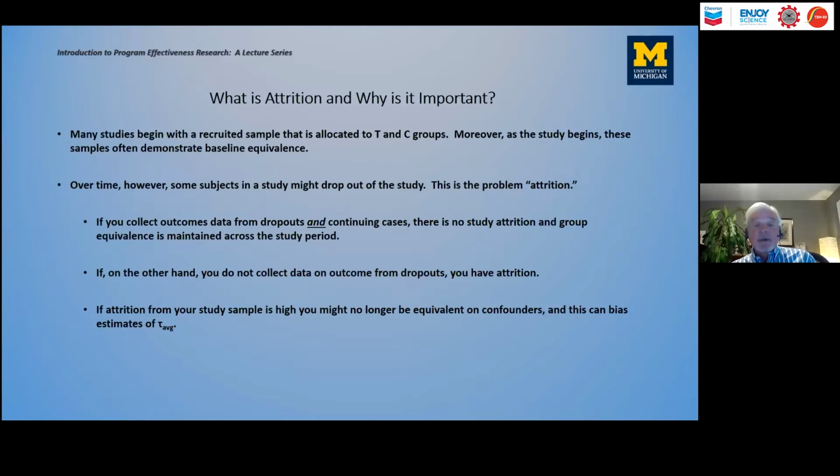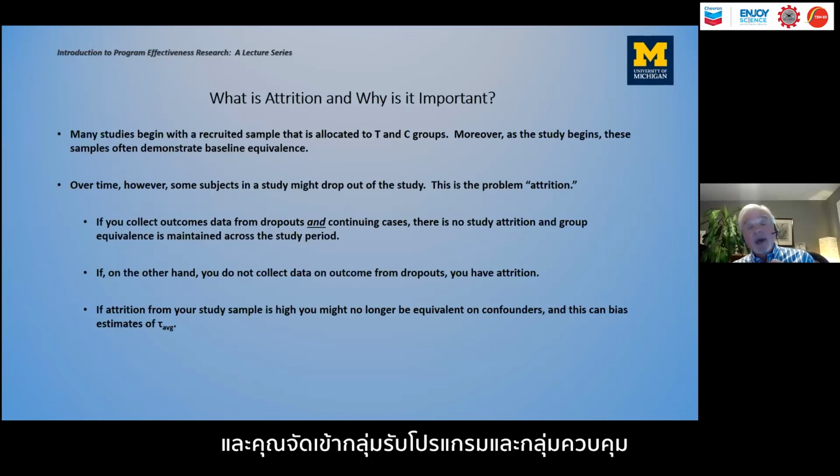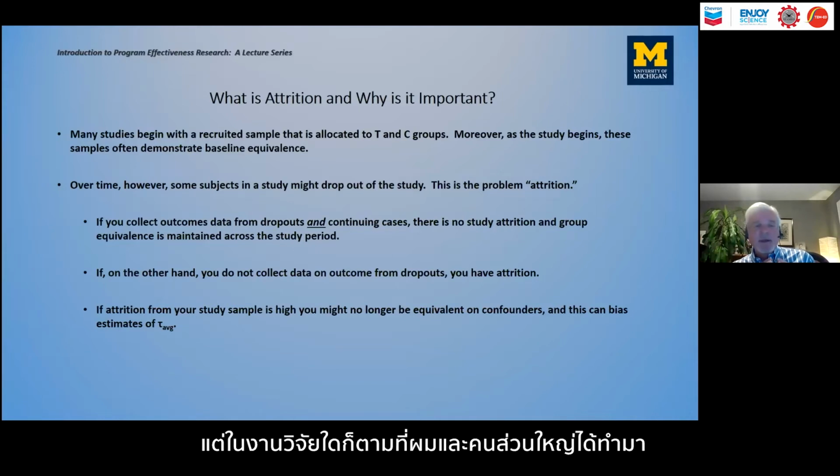So you have a recruited sample and you assign them to treatment and control groups. And as the study begins, because you've been a good researcher, they're often equivalent samples on these baseline covariates. But in any study that I have ever conducted, and any study that most people conduct, some subjects drop out of the study. And that's the problem of attrition.